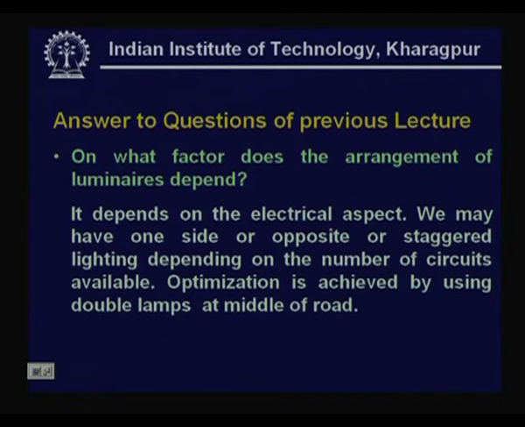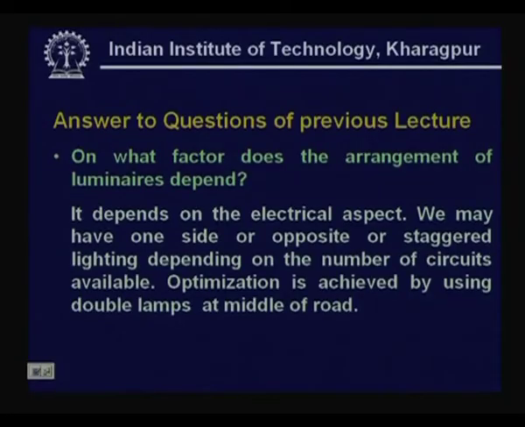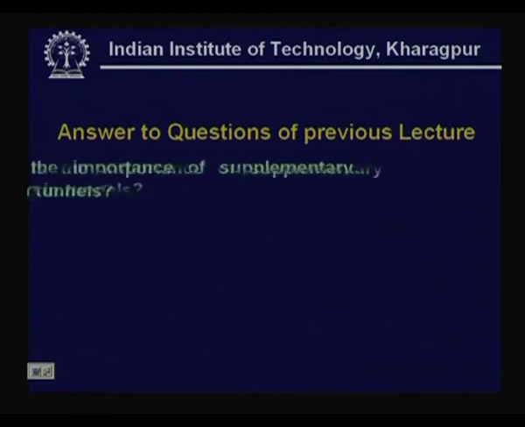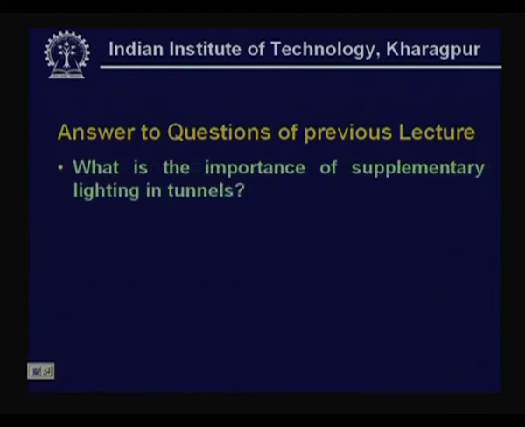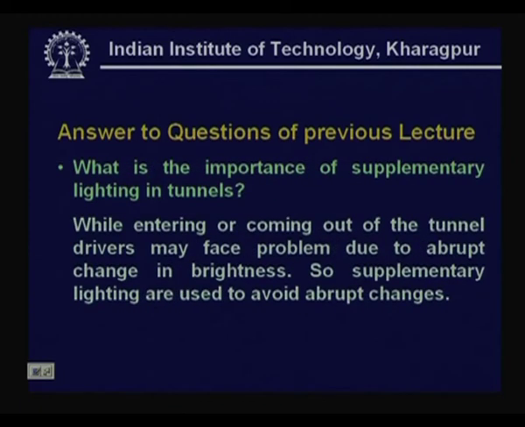If you have lamps on one side or opposite sides or staggered, the circuits become complicated. Wherever possible, if the road has more than one lane with a separator, it is preferable to provide the lamps on the separator. Circuits become simpler. What is the importance of supplementary lighting in tunnels?